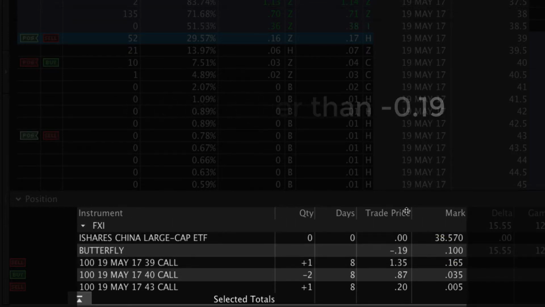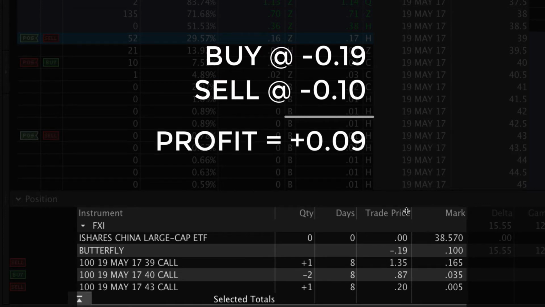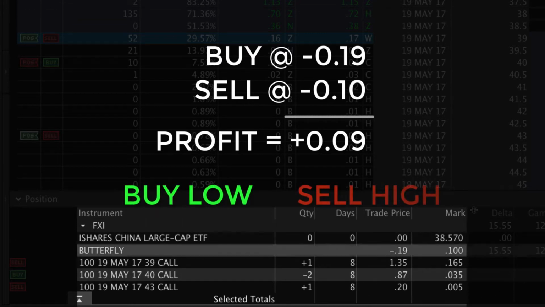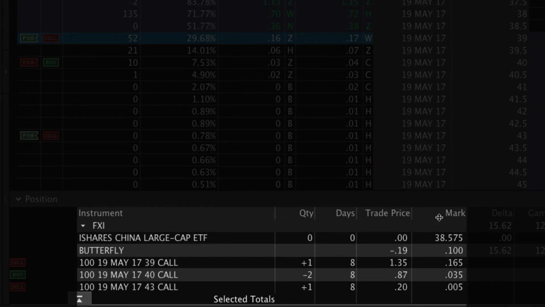Let me just give you another example. Let's say we buy it at negative 19 cents. If we sell it at negative 10 cents, then we made a 9-cent profit, right? Because negative 10 cents is a higher price than negative 19. Or in other words, negative 10 cents is less negative than negative 19 cents. So hopefully that didn't confuse you. Just keep in mind, buy low, sell high, and the fact that this is a negative number doesn't change that.